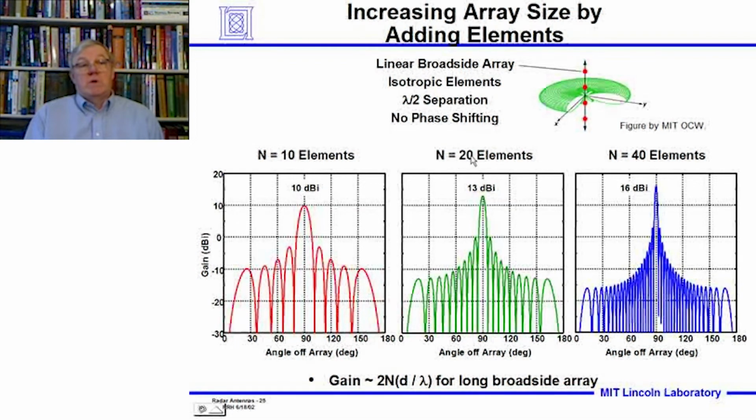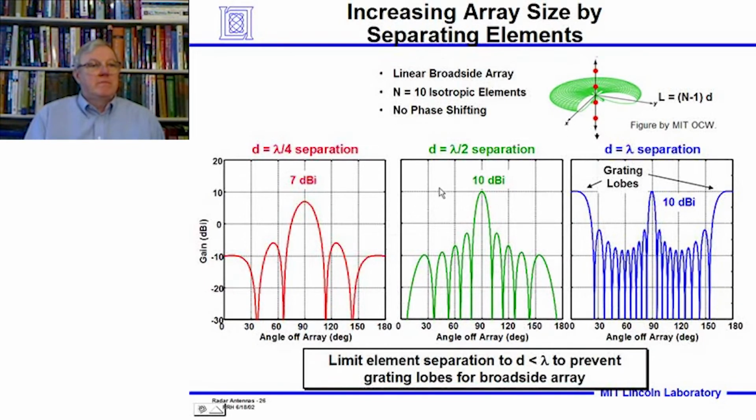Logarithm to the base 10 of 20 is 1.3, times 10 is 13 dB. And the same here. The logarithm to the base 10 of 40 is 1.6, times 10 is 16 dBi. So you can see that's the gain. Okay. Now let's move on.